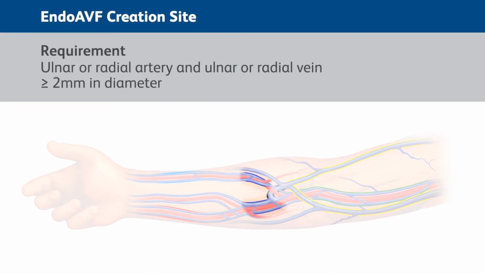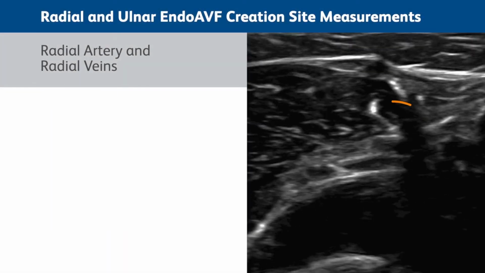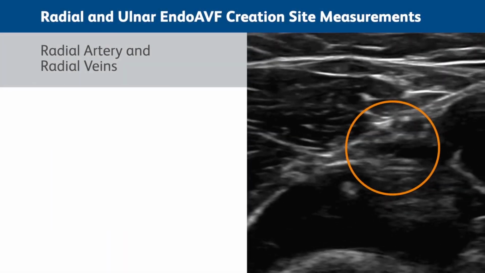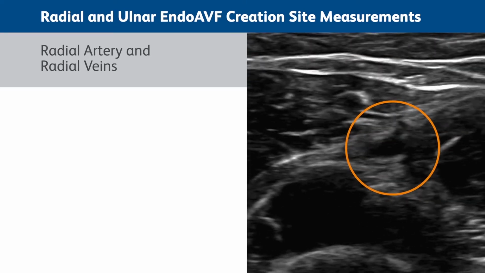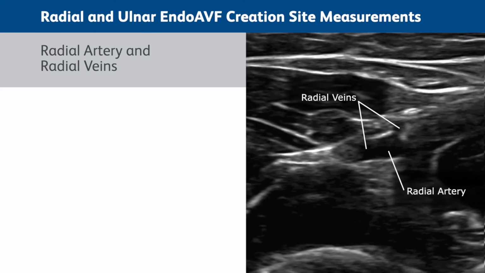In order for the patient to be a candidate, they need to have adequately sized veins and arteries at the intended creation site. First, the radial assessment should be taken immediately after the perforator and not too distal down the arm. Measure the radial artery and paired radial veins. Also check for triphasic flow and calcium, as the device cannot create the AVF through calcified vessels.